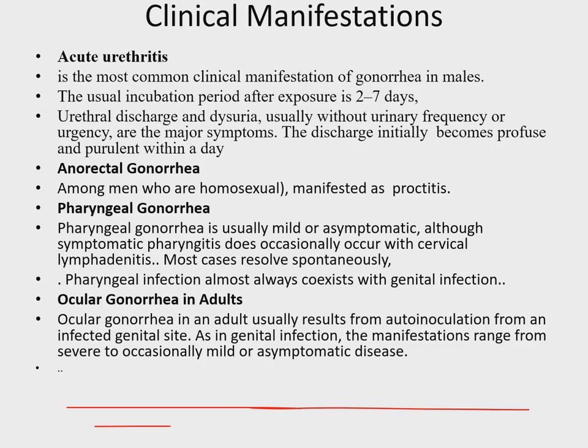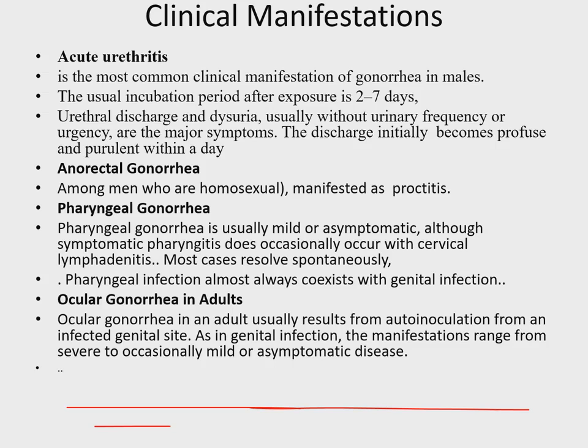The clinical manifestations, mainly in males, are very obvious. Characteristic here is the purulent urethral discharge, pus discharge from the urethra, associated with dysuria. This is very characteristic. Purulent urethral discharge.